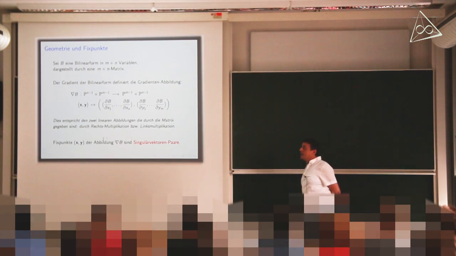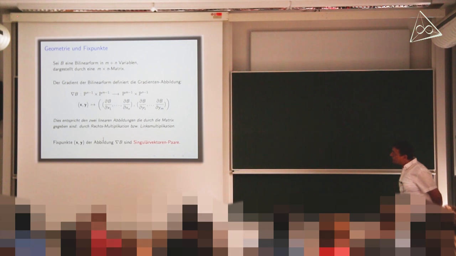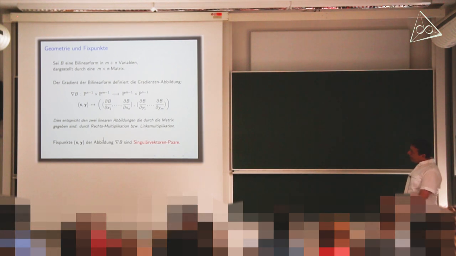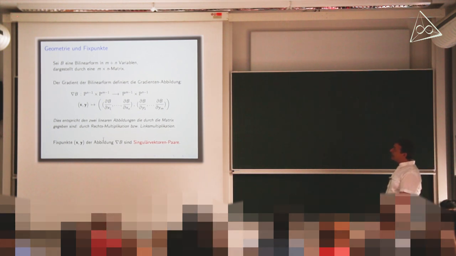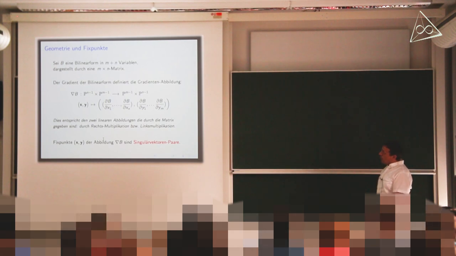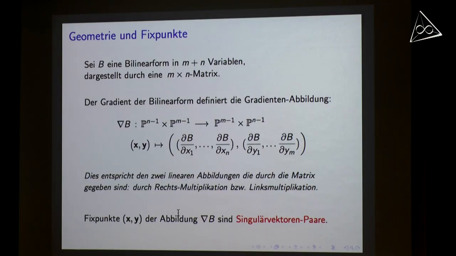Now, how can we think about this geometrically? Let's think about fixed points again. B is a bilinear form in m plus n variables, as before, represented by a rectangular m by n matrix. Now we look at the gradient map. We have the x variables, n of them, and the y variables, m of them. We take the partial derivatives with respect to the x's. They will be linear forms in the y's. And in the second entry, we have the partial derivatives in the y's. They will be linear forms in the x's. And again, for convenience, we would like to work modulo scaling.